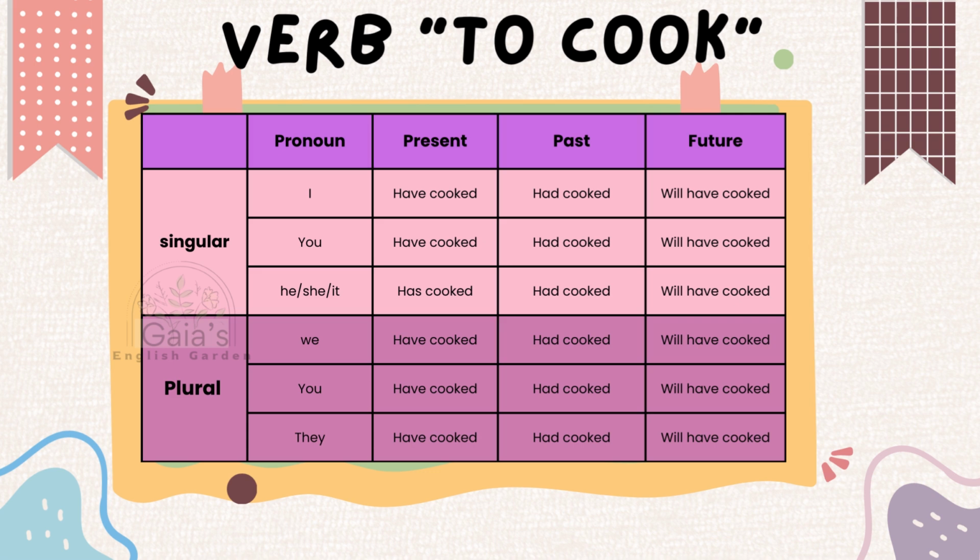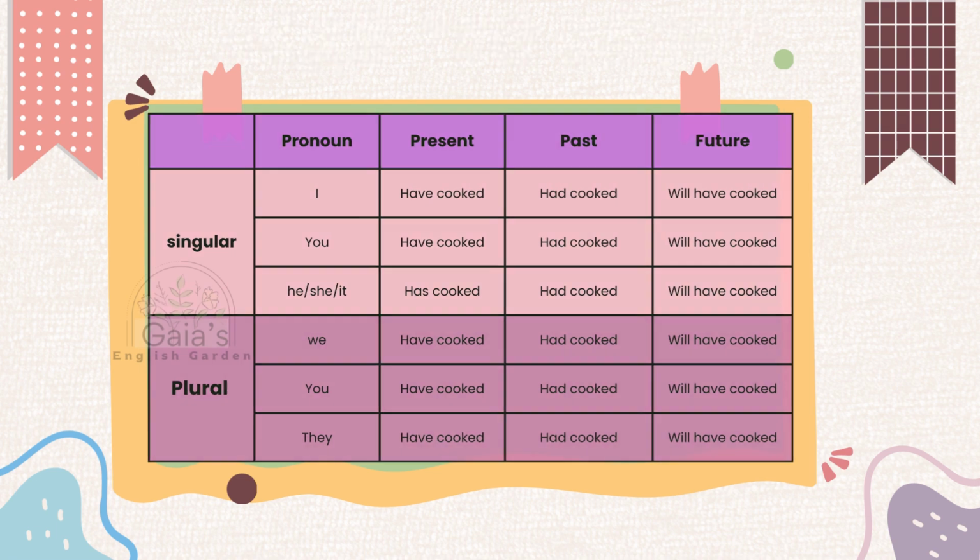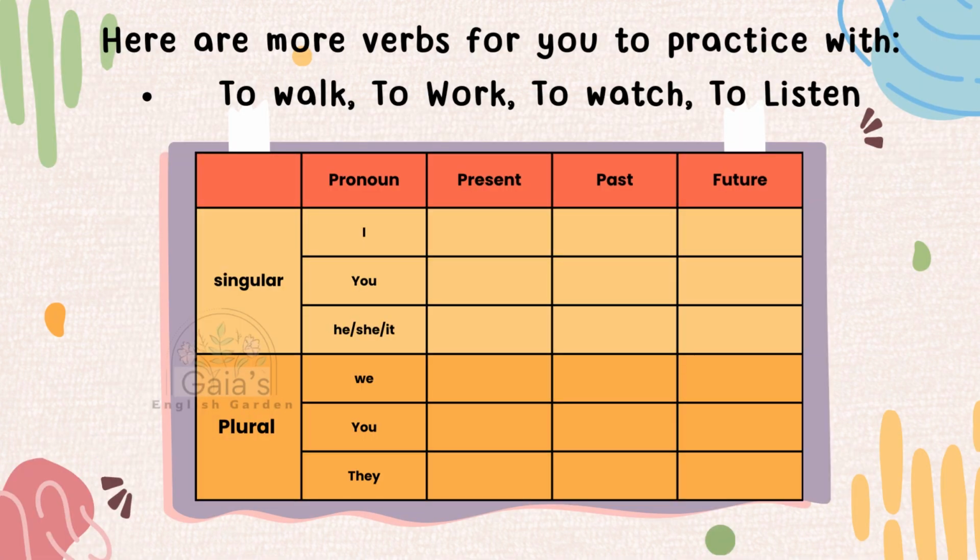Well done for making it this far into the video. Now, here are more verbs for you to practice perfect tenses. Verbs such as to walk, to work, to watch, to listen. Remember, to form any verbs in the perfect tense, only use the verb to have as a past participle form.